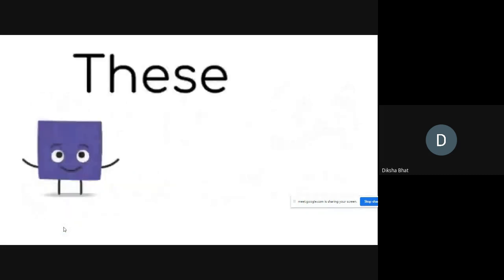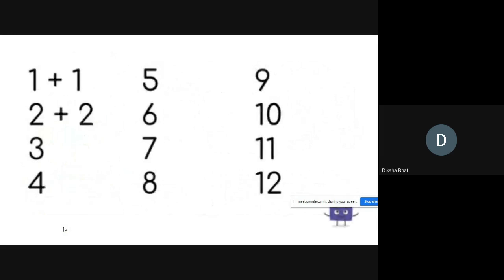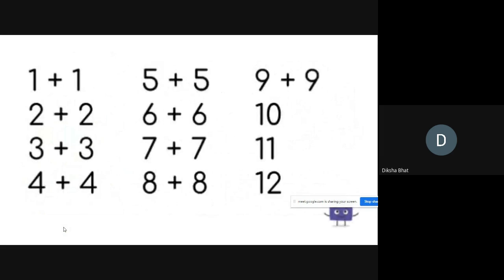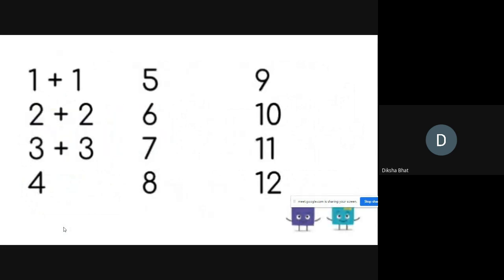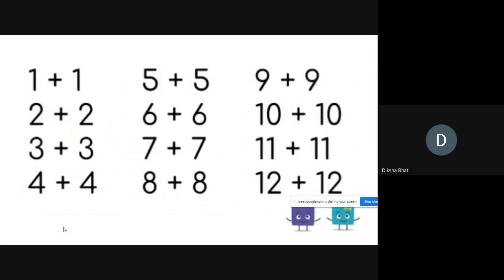These are the doubles, 1 to 12. We're adding numbers to themselves.